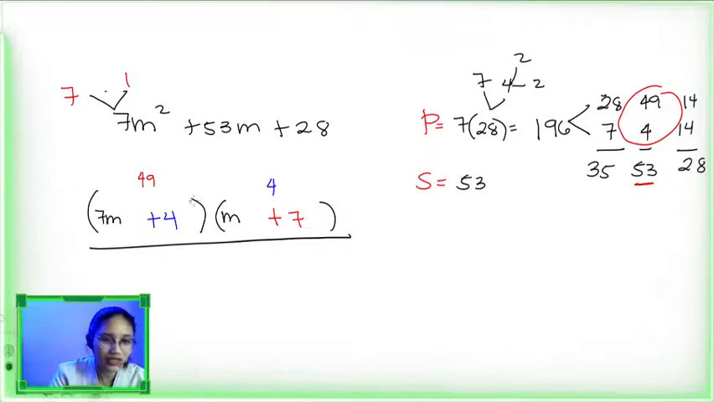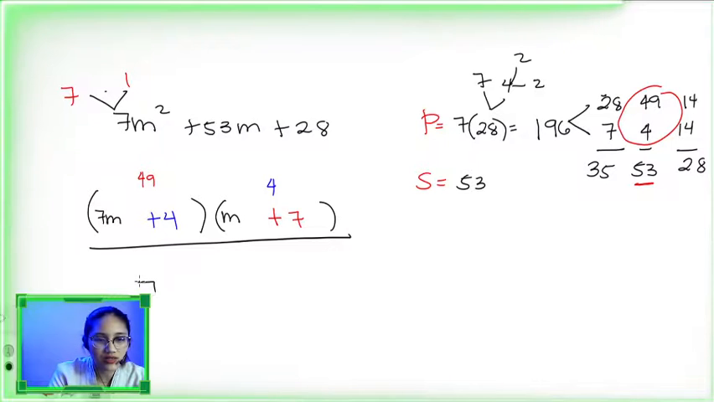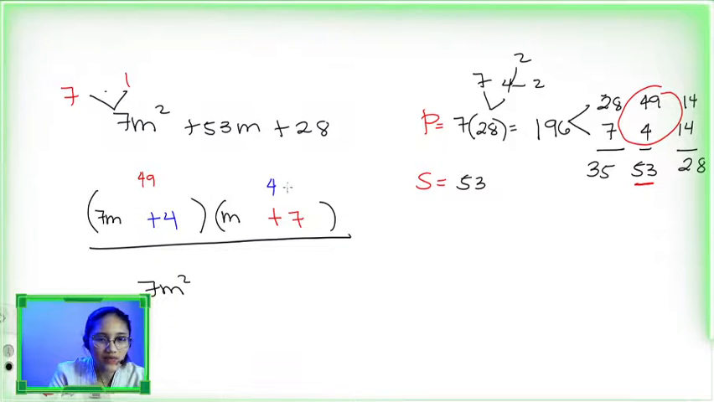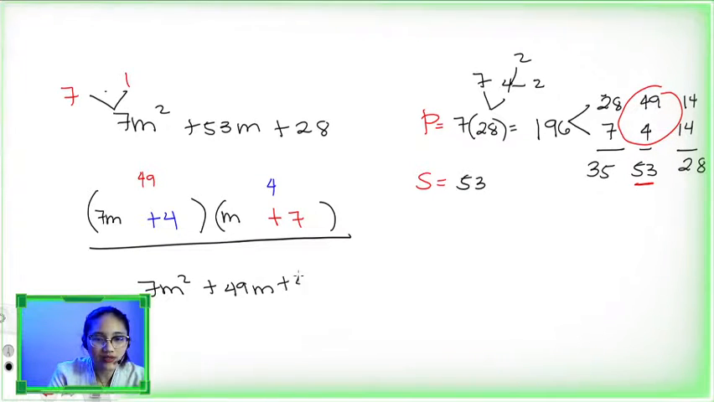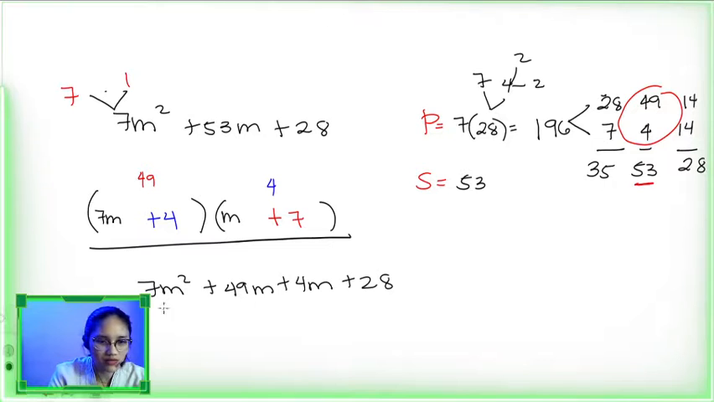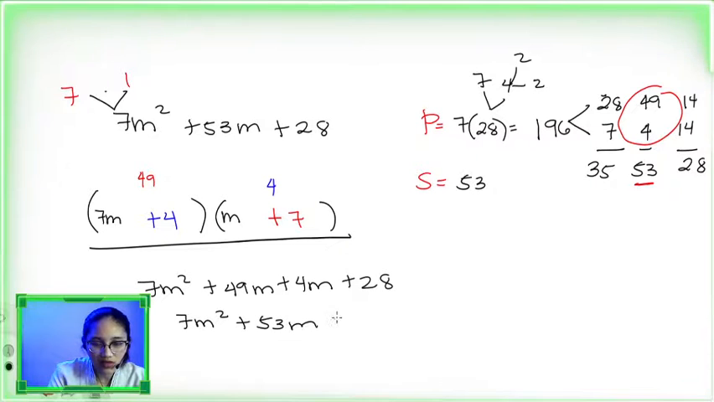Kung ayaw nyo maniwala, double check natin. Dapat ang result nito pag final method natin is itong given. So we have 7m times m. The result is 7m squared. Ganun lang pag-checking ng factors nyo. 7m times positive 7, we have 49m. 4 times m, the result is 4m. 4 times 7, the result is 28. So, once we simplify, relax. Simplify natin. So, we have 7m squared plus, yung 49m plus 4m, we have 53m plus 28.